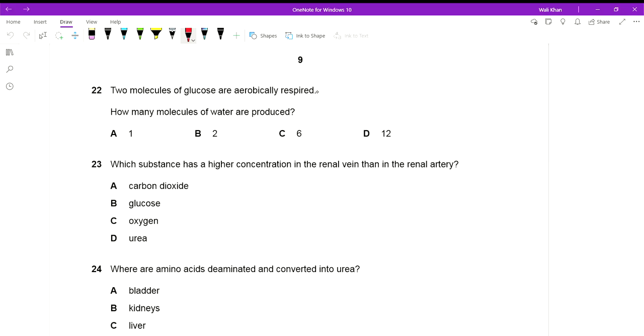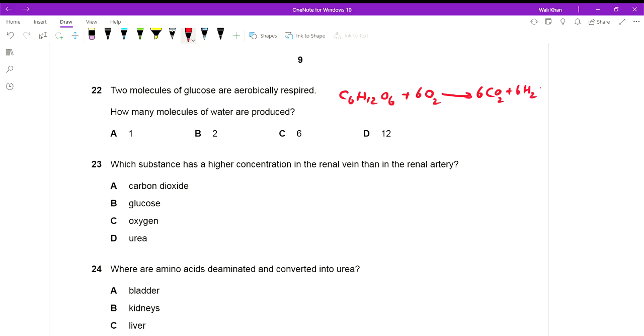Okay. So, if you remember the equation for aerobic respiration, it is C6H12O6 plus 6O2 and 6 molecules of carbon dioxide plus 6 molecules of water.